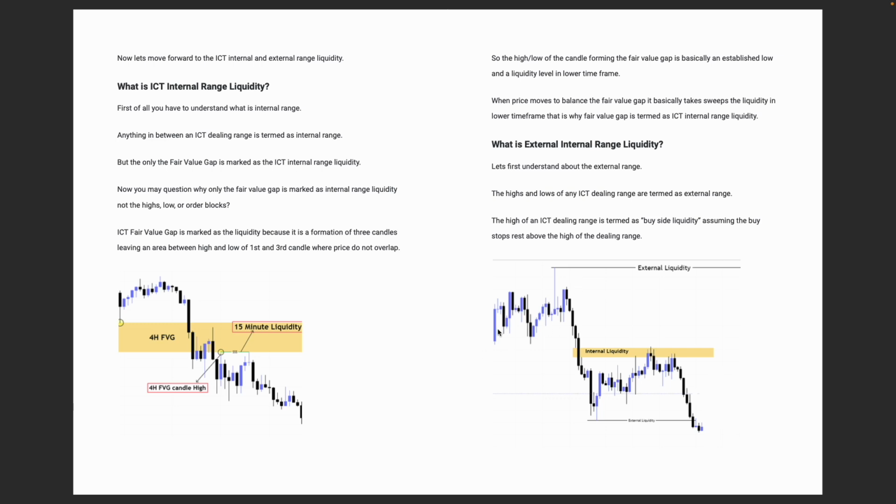As you can see right here, this was our external range liquidity. Price reached for that external range liquidity right here, taking it out, and then right here we reached back for internal range liquidity, and then off the internal range liquidity, you can expect price to reach back to external, and as you can see, price comes back to external range liquidity. So let's hop into the charts and go over some examples.